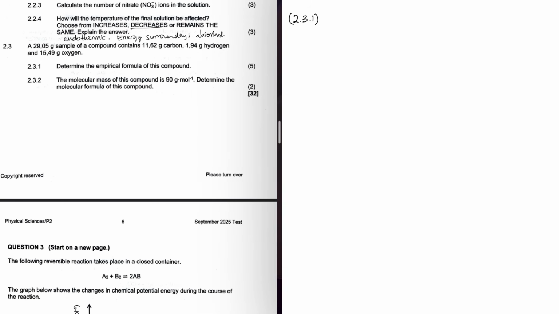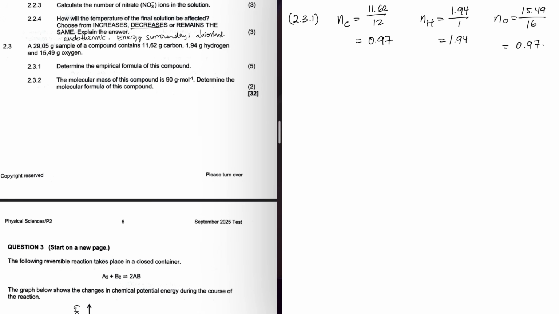We need to calculate number of moles first. So number of moles for carbon is going to equal 11.62 divided by 12, and that's equal to 0.97. Now the number of moles for hydrogen is going to equal 1.94 divided by 1, which is 1.94. The number of moles of oxygen is going to equal 15.49 divided by 16, and that's going to give you 0.97.